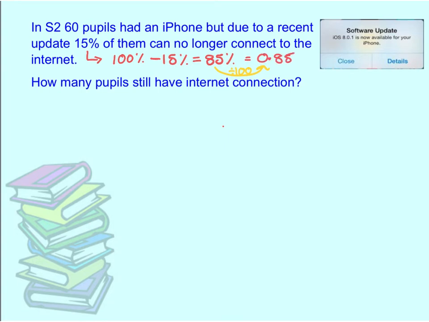Okay, so how many people still have internet connection? Use my multiplier. Multiply, how many pupils were there altogether? 60. Okay, grab your calculator. And I have got 51. 51 pupils still have internet.